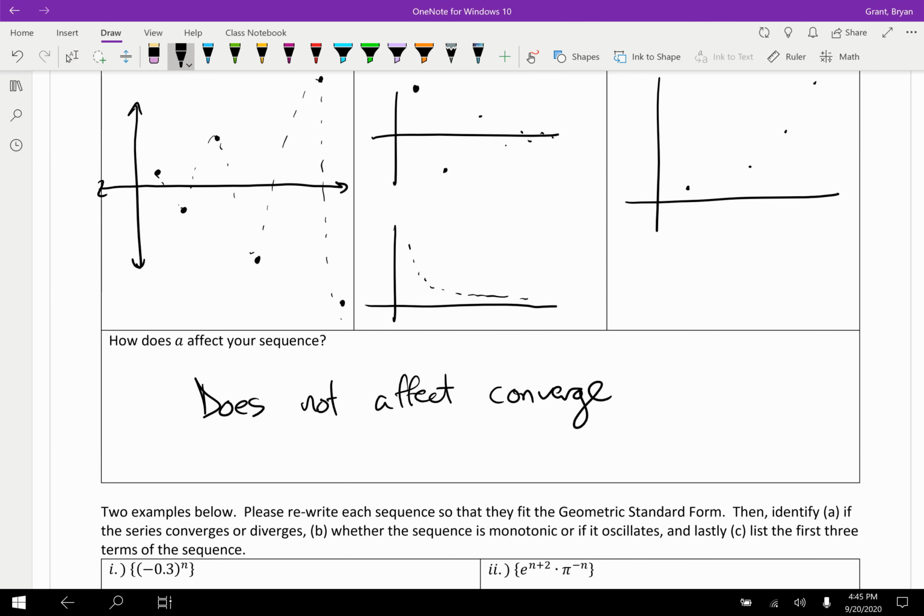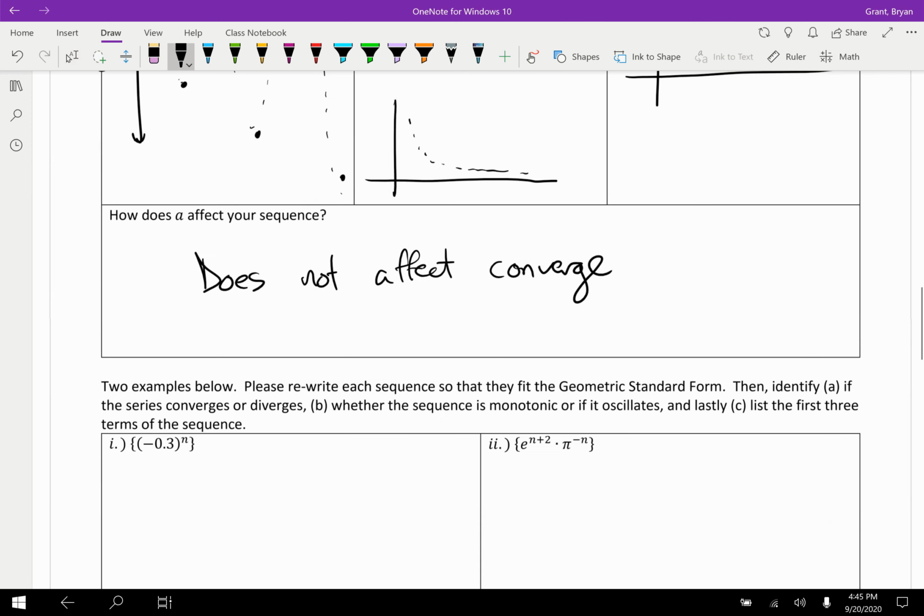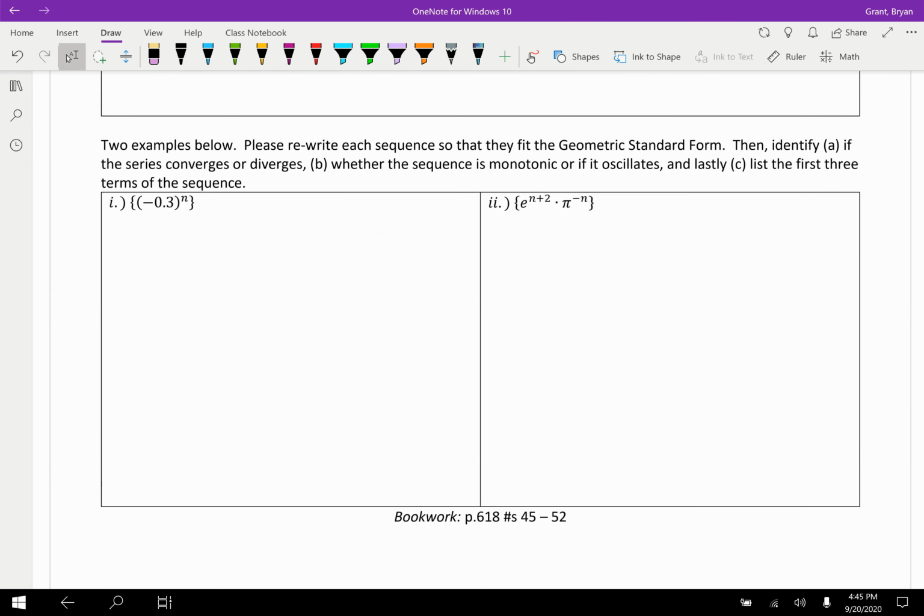A does have its uses down the road, but nothing for here. So this is actually a very quick lesson. Let's go ahead and finish this off, and then you guys can do some practice problems. We have a couple things to do here.